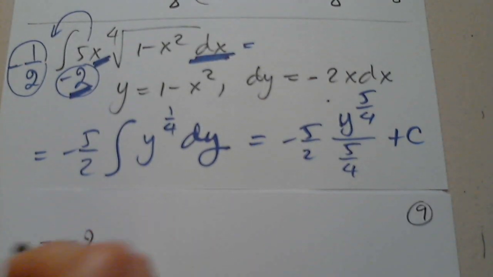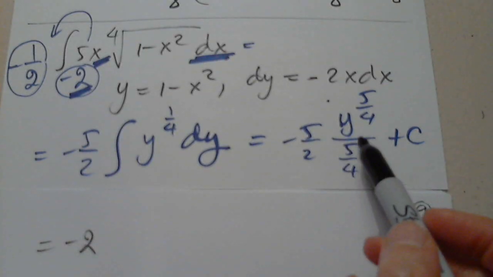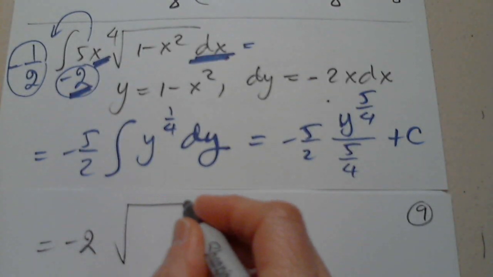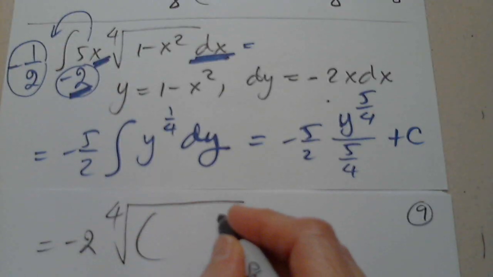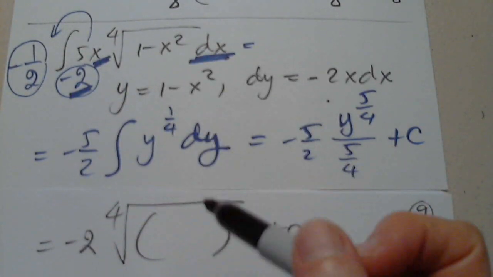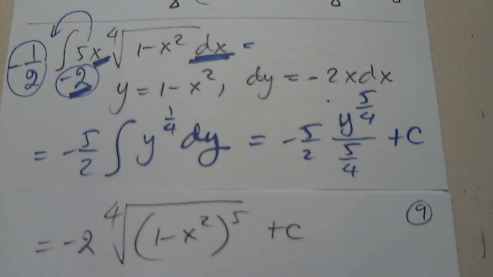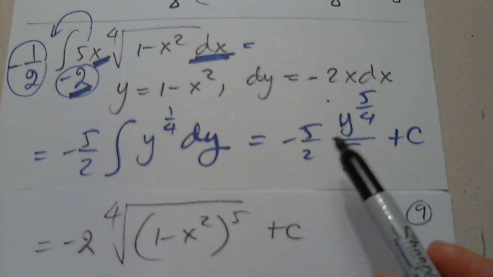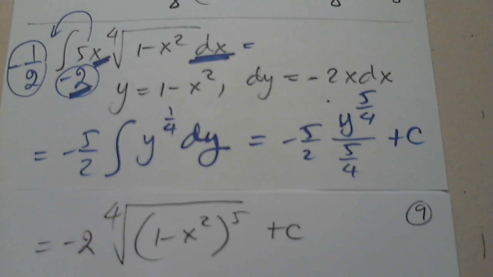So this is negative 2. And then y to 5/4 is basically the fourth root of 1 minus x squared. You can keep it as y to 5/4, or you can change it into the fourth root. It's up to you.